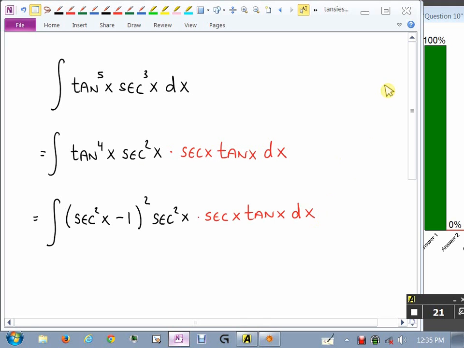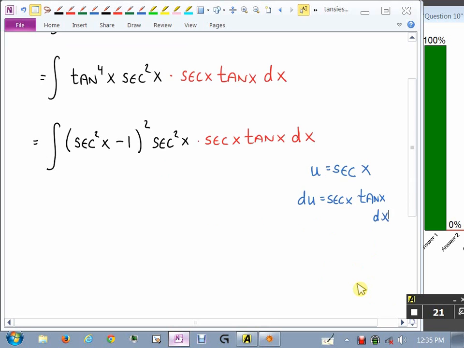Make your sub. What's the sub? u is secant x. Derivative of that is secant x tangent x dx. Question?